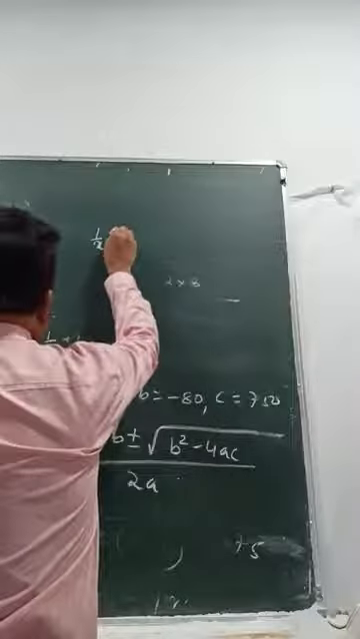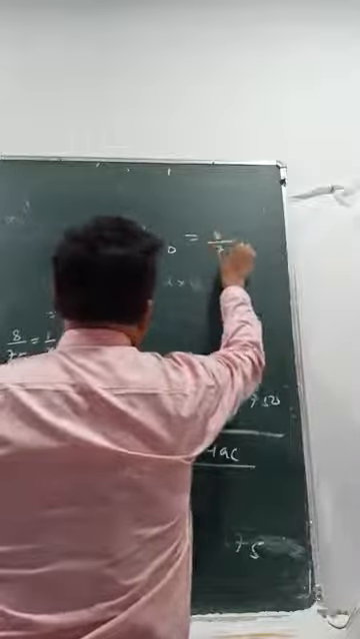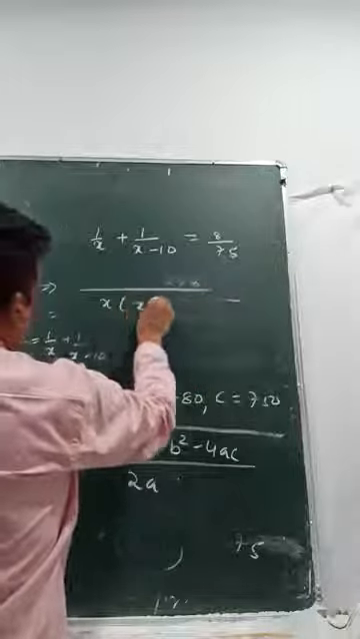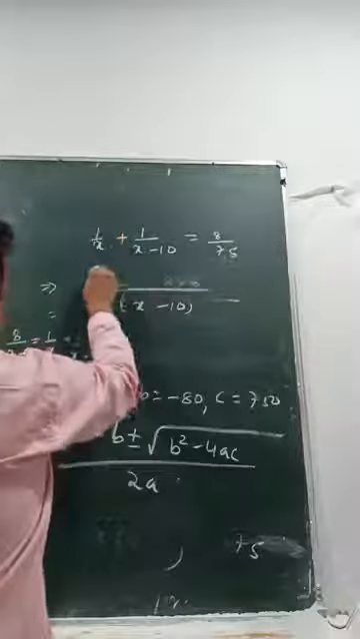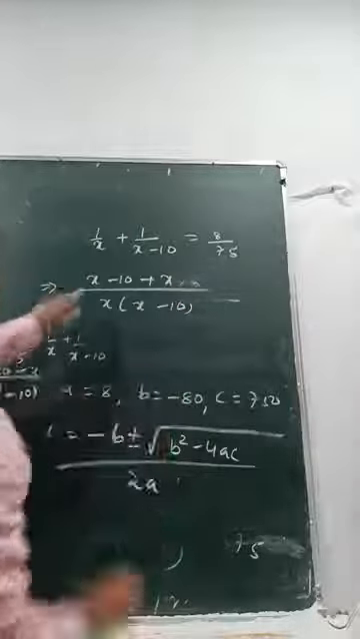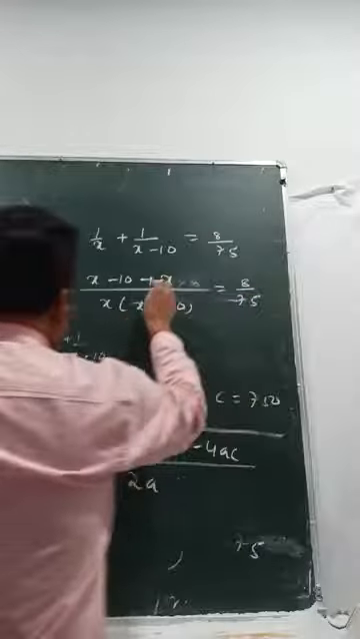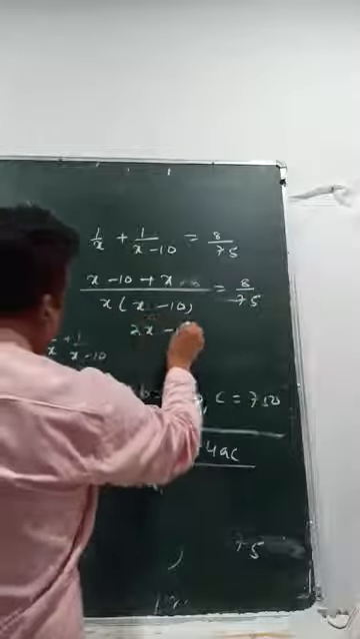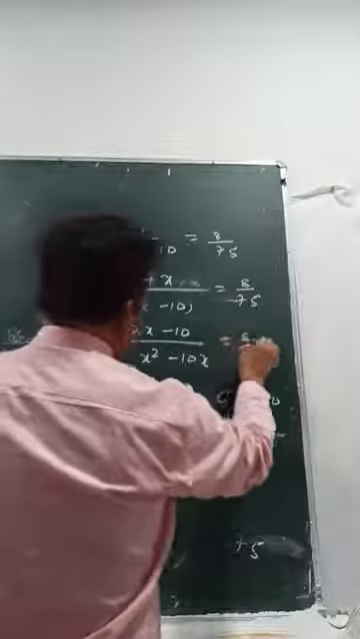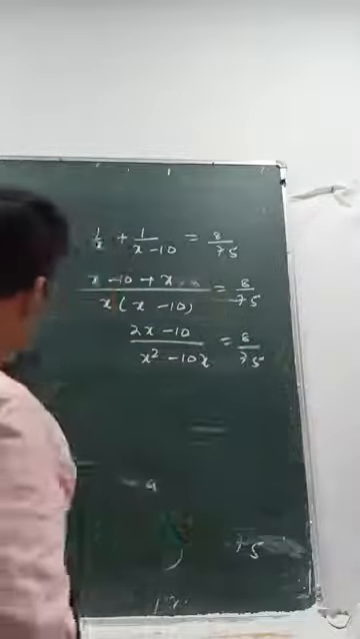Once more. 1 by x plus 1 by x minus 10 equals 8 by 75. So the LCM is x into x minus 10. This will be going here: x minus 10 plus x. Actually, I cancelled. You cannot cancel here because both are positive. Equals 8 by 75. Now 2x minus 10 by x square minus 10x equals 8 by 75. This was the mistake we have done. So that is why it was coming wrong.